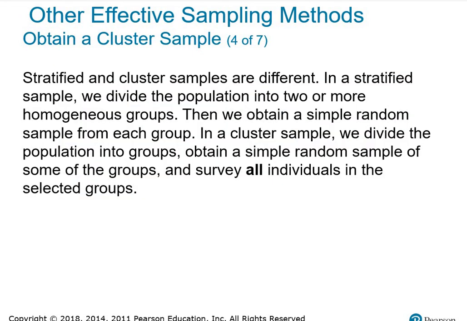The stratified and cluster samples are different. In stratified sample, we divide the population into 2 or more homogeneous groups. Then we obtain a simple random sample from each group. In a cluster sample, we divide the population into groups, obtain a simple random sample of some of the groups, and survey all of the individuals in the selected groups.